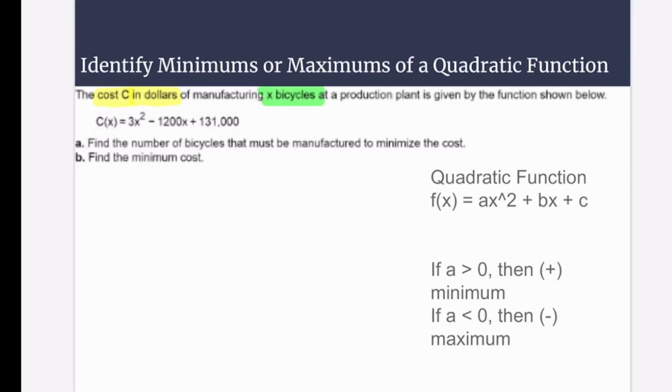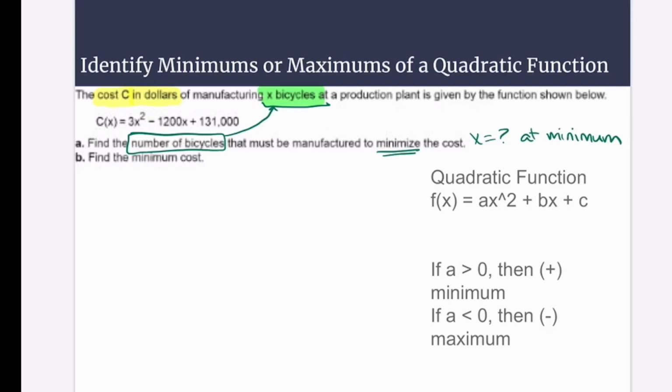So part A says, find the number of bicycles that must be manufactured to minimize the cost. You are finding the number of bicycles. Bicycles is x, which means you're looking for x. That's what it's asking for. So it's asking what's x to minimize the cost. Minimize means at the minimum. What is the x value at the minimum?